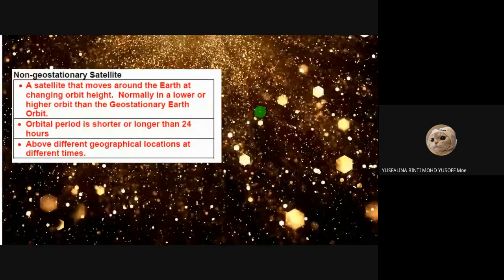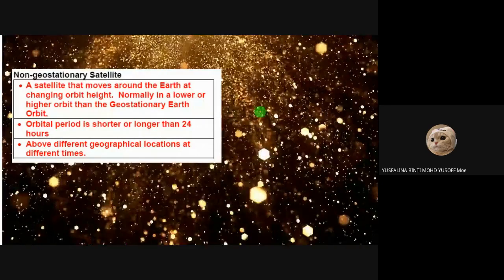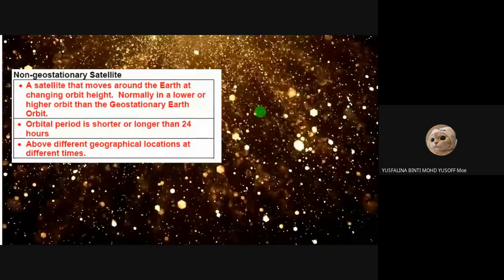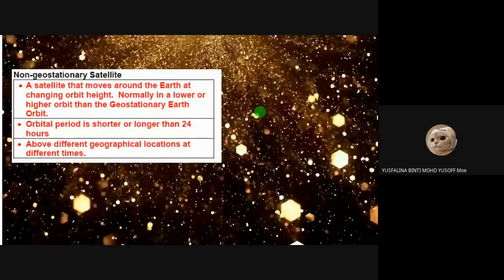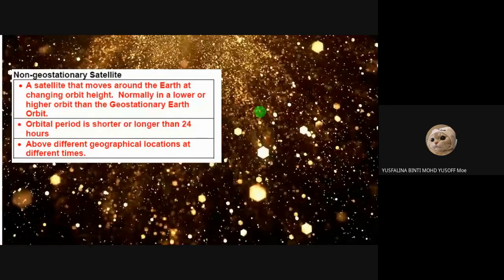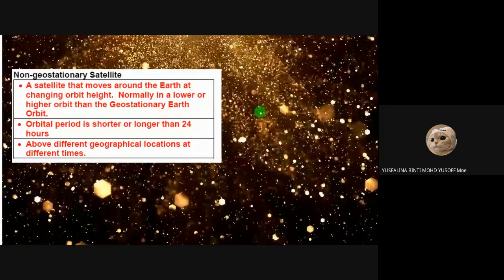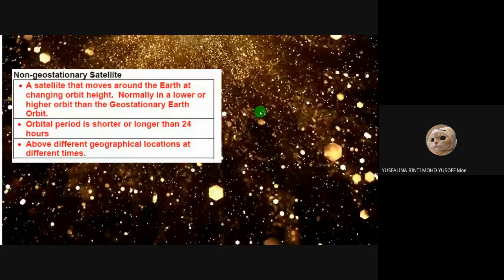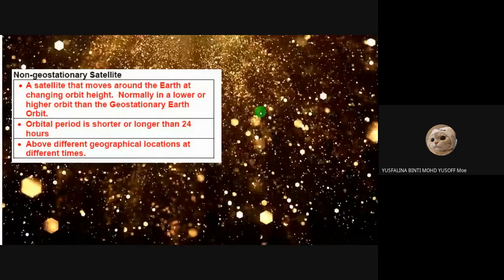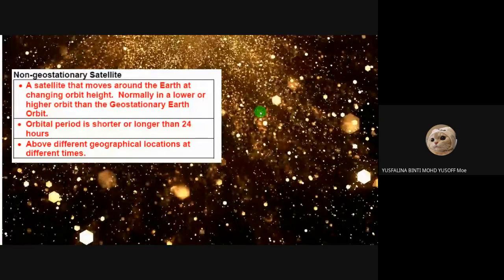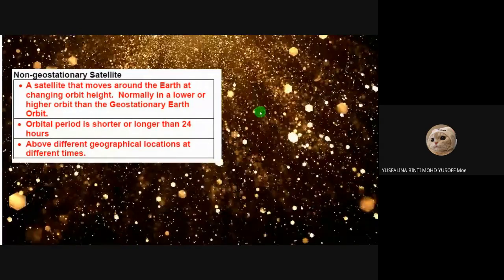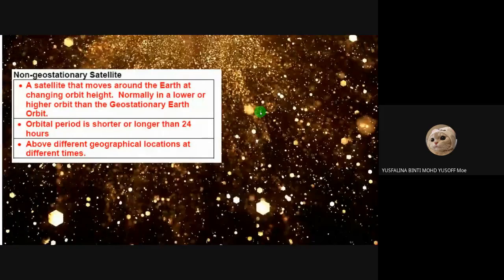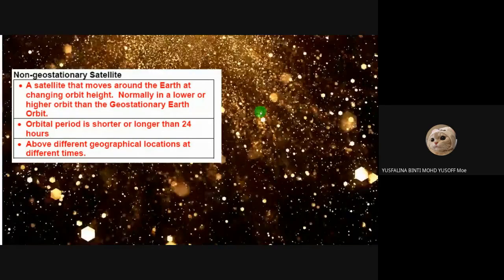Okay, and then maybe after that it will change to 19,000 kilometers. So it can change the height of the orbit. Normally it's in a lower or higher orbit than the geostationary Earth orbit. So it may be low, maybe higher than the geostationary. For the geostationary, it's always constant. They say it's 20,000 kilometers. It will be the same height, 20,000 kilometers. It will not change the height. It will not come down or go up, right?